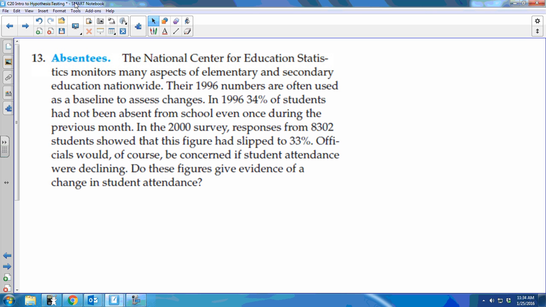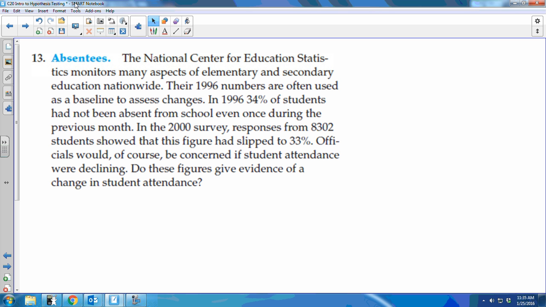The National Center for Education Statistics monitors many aspects of elementary and secondary education nationwide. Their 1996 numbers are often used as a baseline to assess changes. In 1996, 34% of students had not been absent from school even once during the previous month. In the 2000 survey, responses from 8,302 students show that this figure had slipped to 33%.